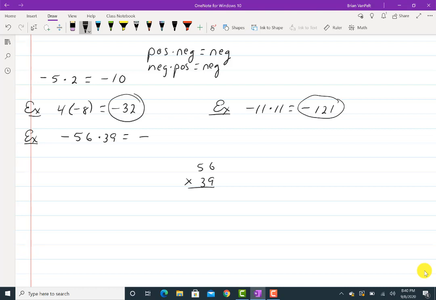9 times 6 is 54. 9 times 5 is 45 plus 5 more is 50. Bring a 0 down. 3 times 6 is 18, carry a 1. 3 times 5 is 15, plus 1 is 16. And then add up my columns. So my answer is negative 2184.